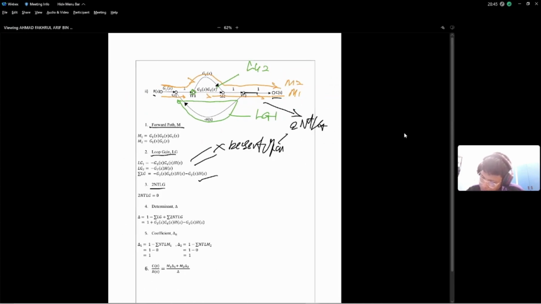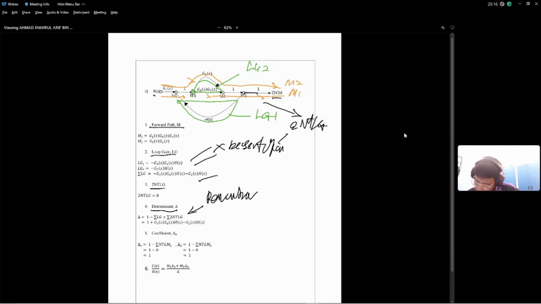Okay. So we move on. So we move on to the next step, which is determinant. Determinant, we need to remember the formula. This is the formula. Determinant equal to 1 minus sum of loop gain plus sum of two non-touching loop gain. So this is formula we need to remember.